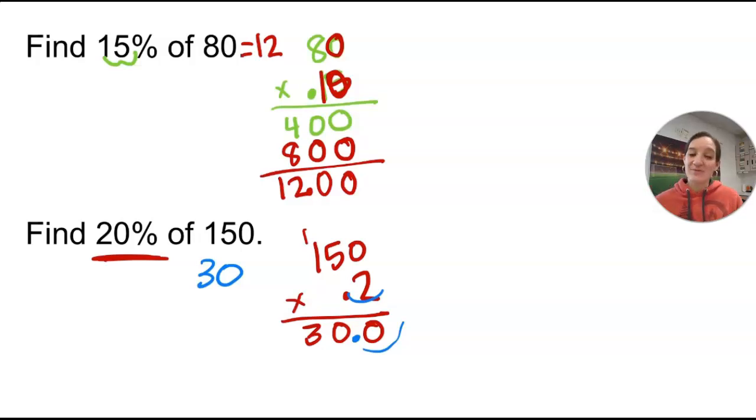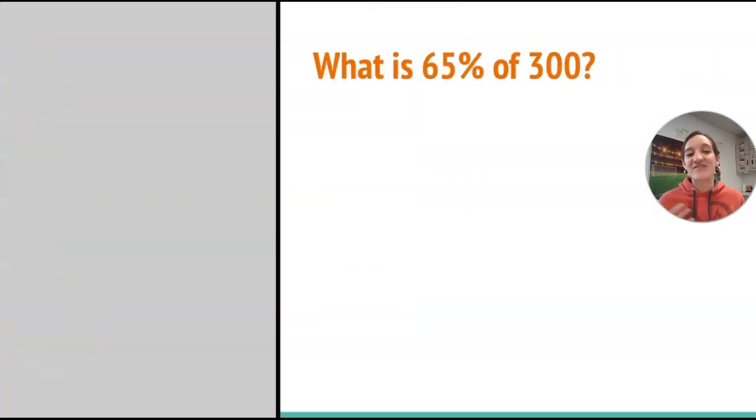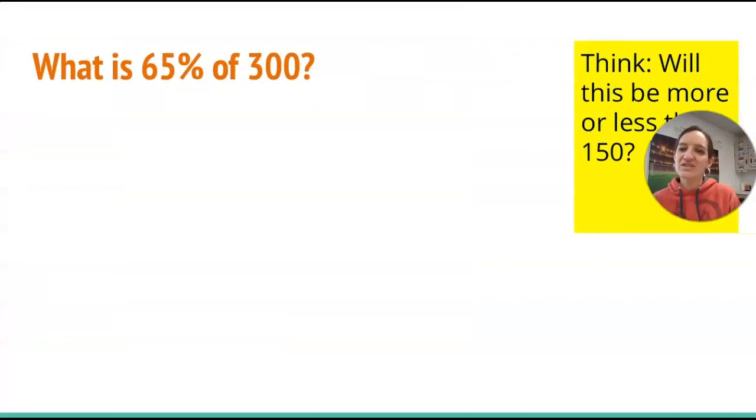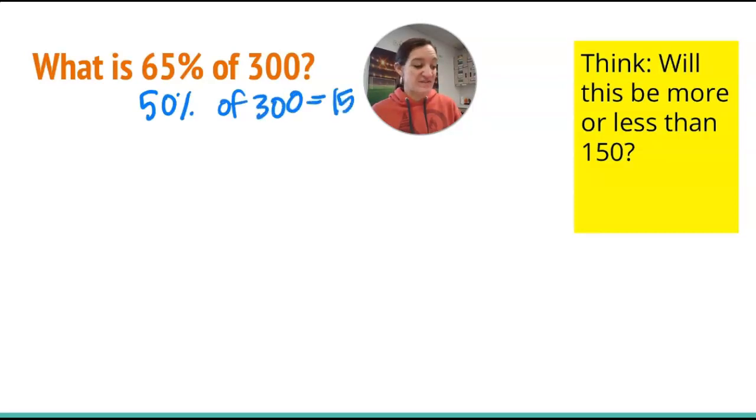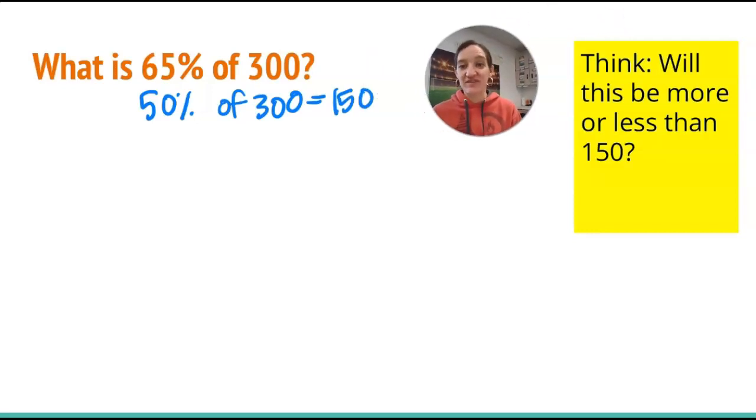That is how you can use multiplication to find the percent of any number. So if you're looking for 65% of 300, there's some ways that you can check to know if your answer makes sense. For example, will this answer be more or less than 150? Well, 150 is 50% of 300. We just divide it in half and we get 150.